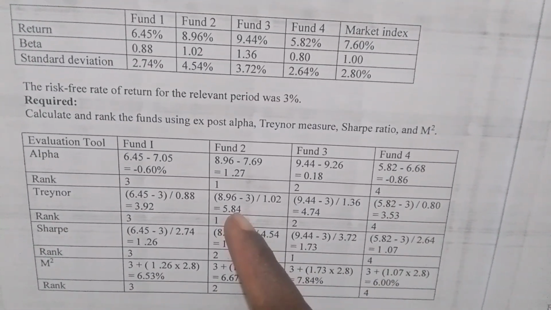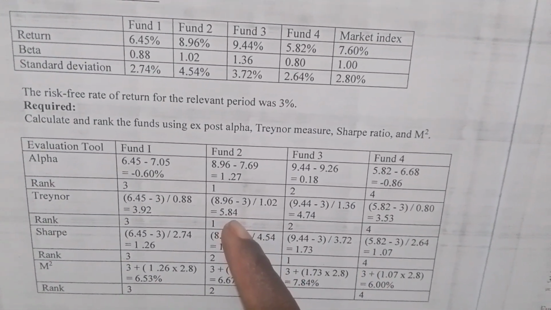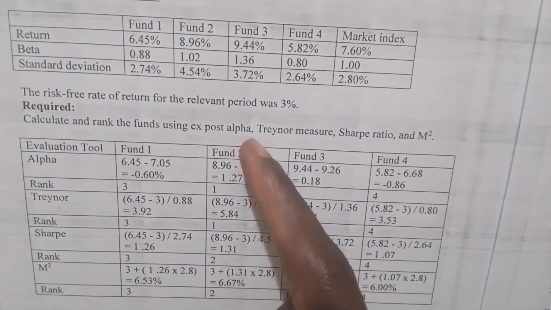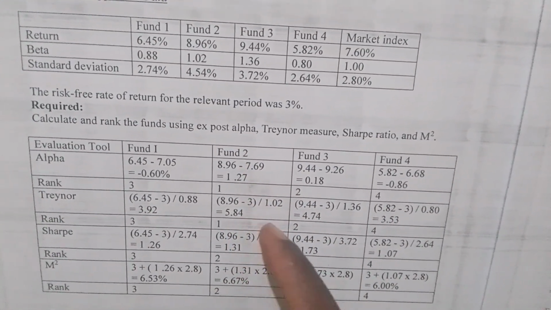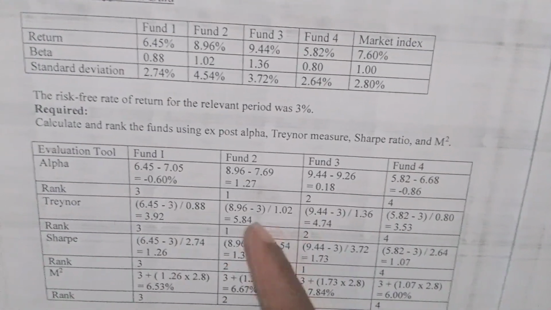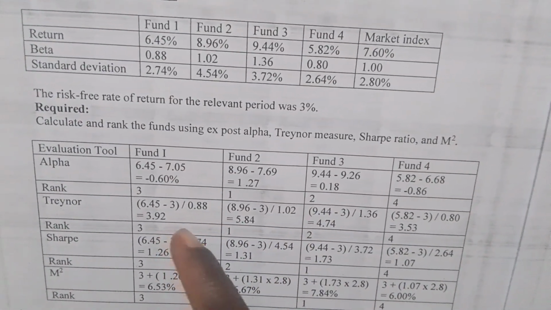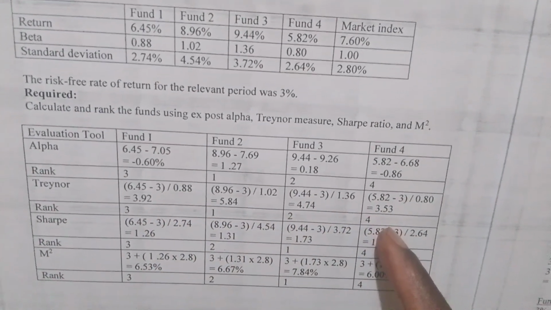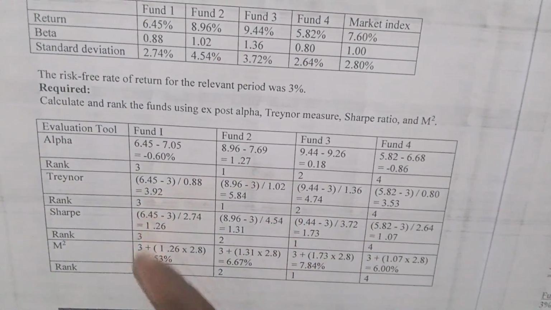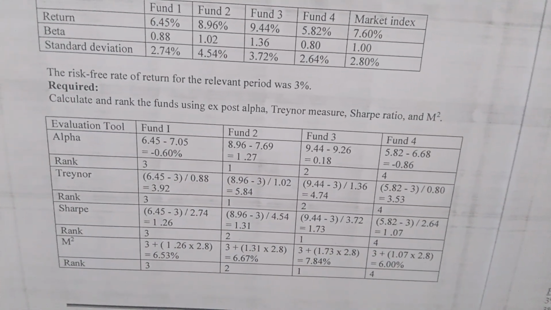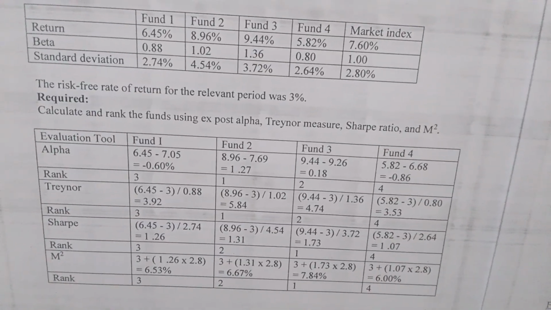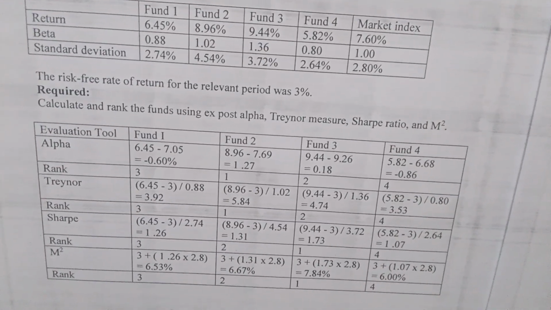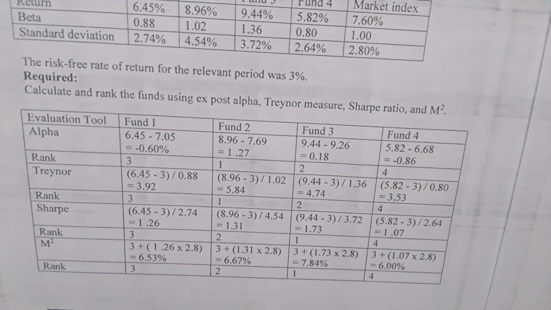The highest is fund 2. So fund 2 will be ranked number 1, followed by fund 3, followed by fund 1, and then fund 4. That's how you calculate Treynor's measure. That is expected return minus risk-free rate over beta factor.